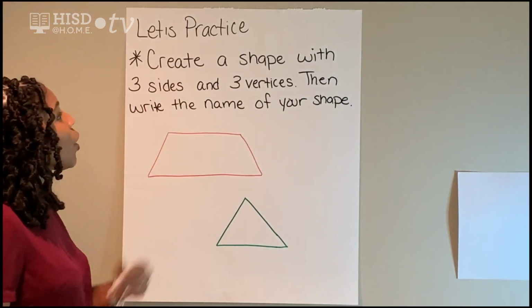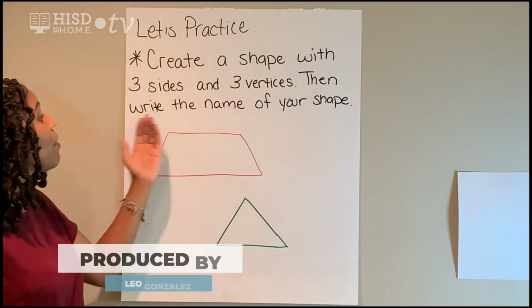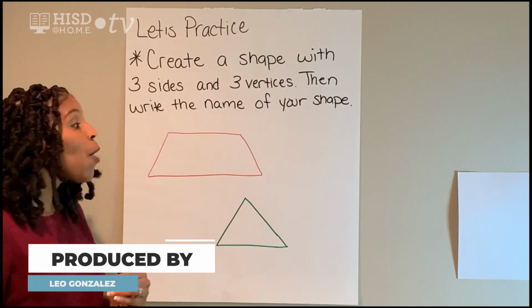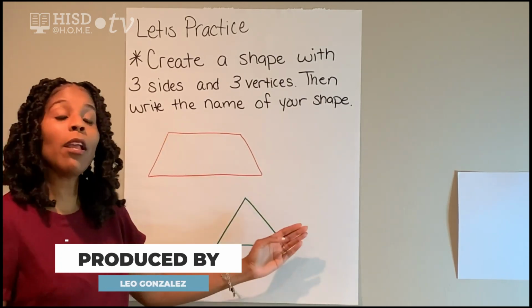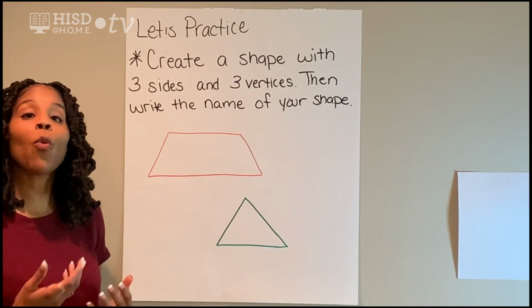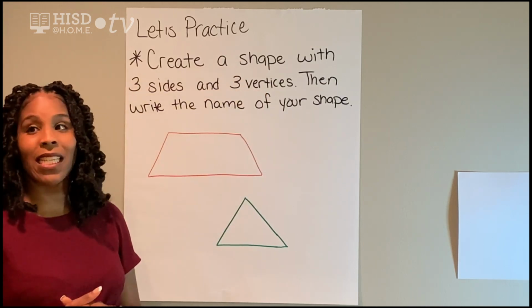Let's practice. Create a shape with 3 sides and 3 vertices. Then write the name of the shape. I want you to use this red pattern block and the green pattern block in order to create your shape that has 3 sides and 3 vertices.